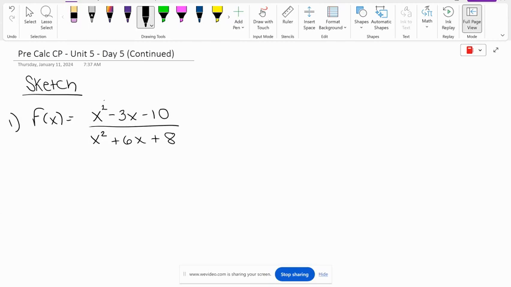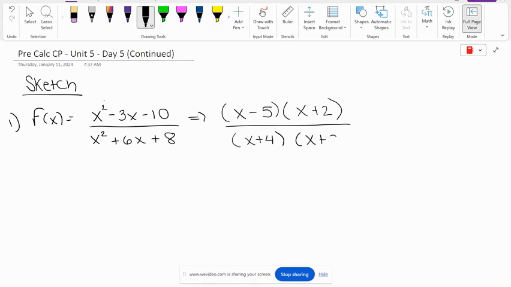Okay. All right, so what is the first thing I'm going to recommend we do? Good, factor. So we're going to factor the numerator, and we will have x minus 5, x plus 2. And then we are going to factor the denominator, and we are going to get x plus 4, x plus 2. What do we realize now? The x plus 2's cancel, which tells us in this graph there will be a hole.